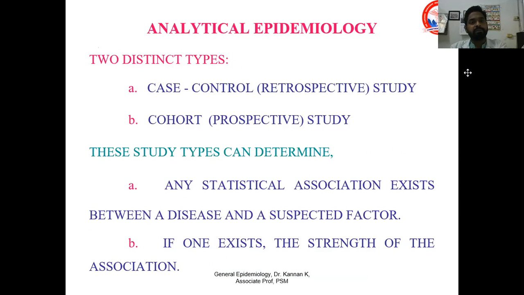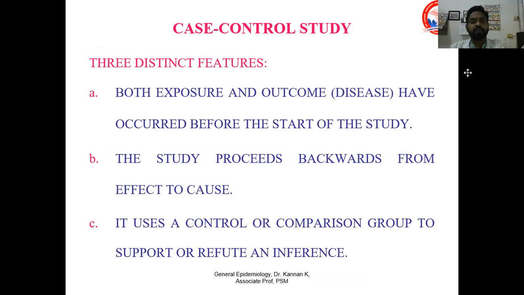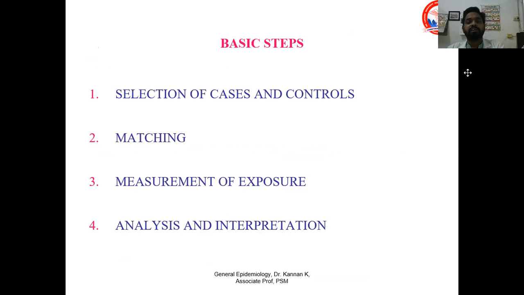So in analytical epidemiology, we have two distinct types. One is case control, that is retrospective, and cohort, that is prospective, right? So the characteristic feature of case control study: both exposure and the outcome have occurred before the start of the study, and the study proceeds backward from effect to cause, and it uses a control or comparison group to support or refute an inference. There are four basic steps in case control study.